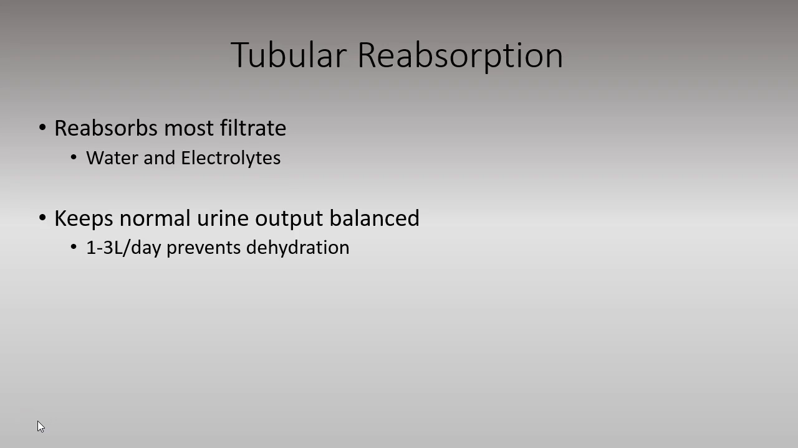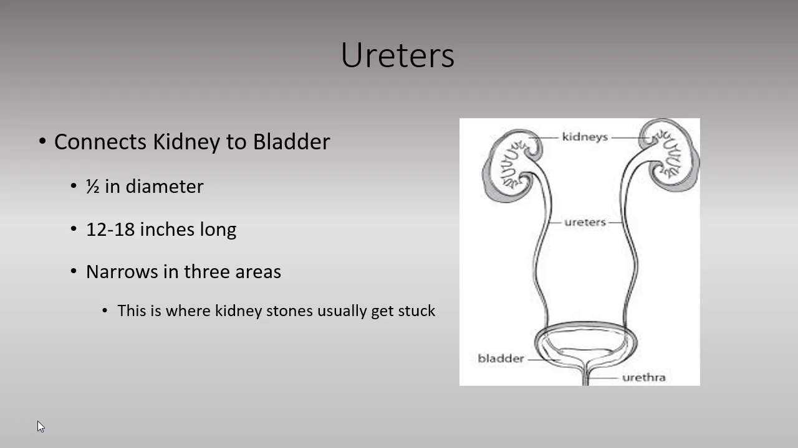For tubular reabsorption, it reabsorbs most of the filtrate, which is water and electrolytes. So if you're dehydrated and your body is filtering your blood, pulling what it needs and trying to excrete what it doesn't, and it needs more water and electrolytes back into the system, then the tubules of your kidneys will reabsorb that water and electrolytes and put them back into the system. It keeps normal urine output balanced between 1 to 3 liters per day, and it prevents dehydration.